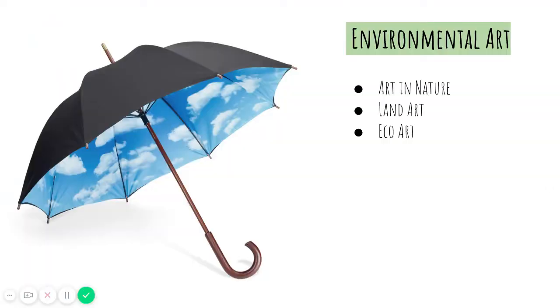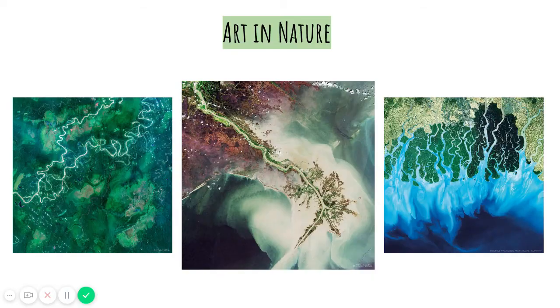What is environmental art? Environmental art is an umbrella term that encompasses a lot of different things. Environmental art are artists, artwork, genres of art that relate to or use materials found in nature. The different environmental art things we will be talking about today are art in nature, land art, and eco art.